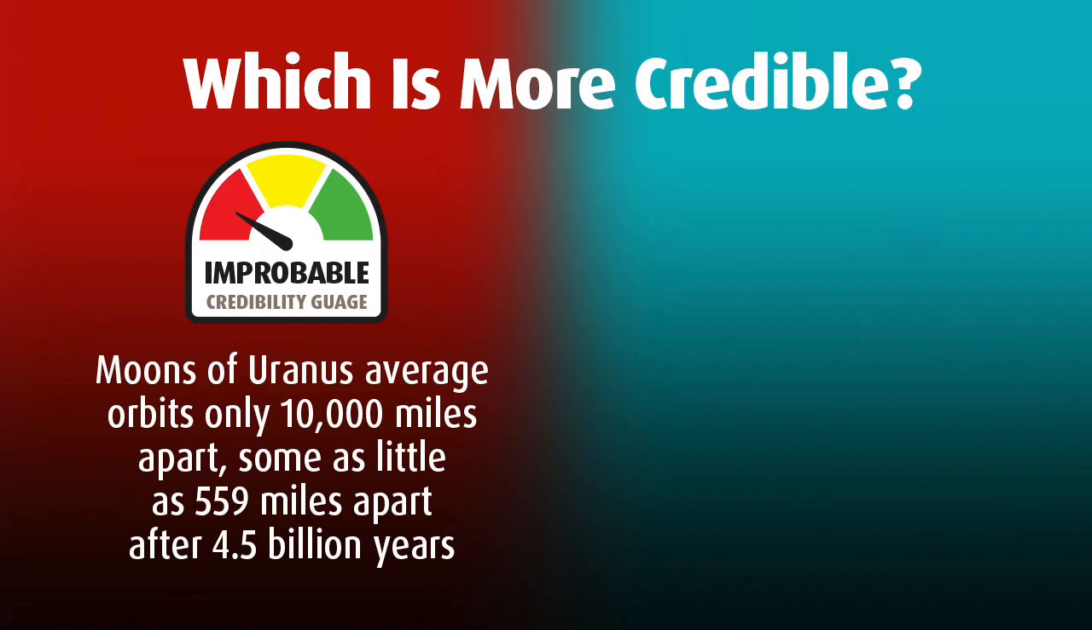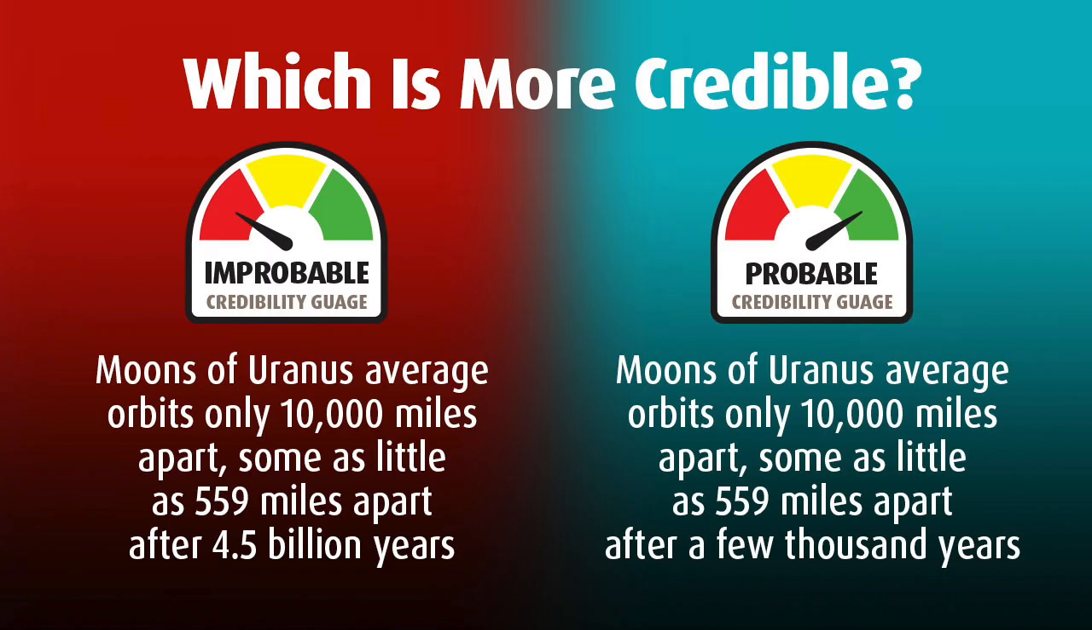So which is more credible? Moons of Uranus average orbits only 10,000 miles apart, some as little as 559 miles apart after 4.5 billion years? Or the moons of Uranus average orbits only 10,000 miles apart, some as little as 559 miles apart after a few thousand years.